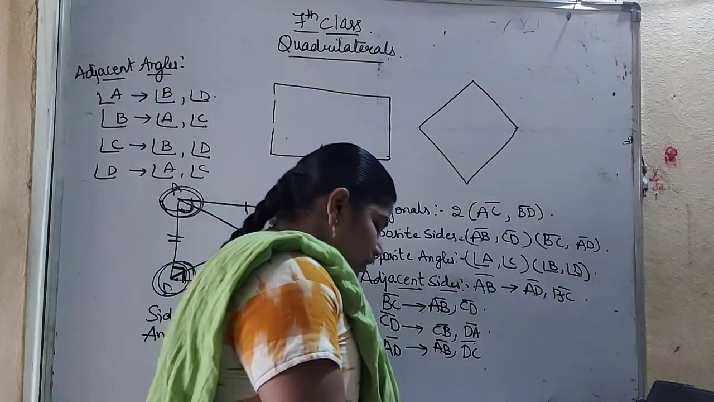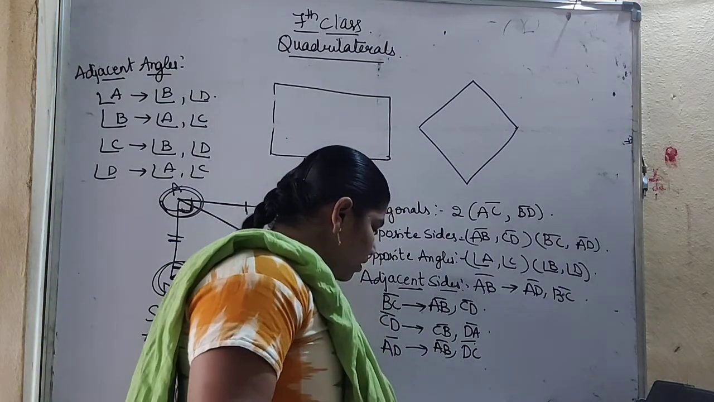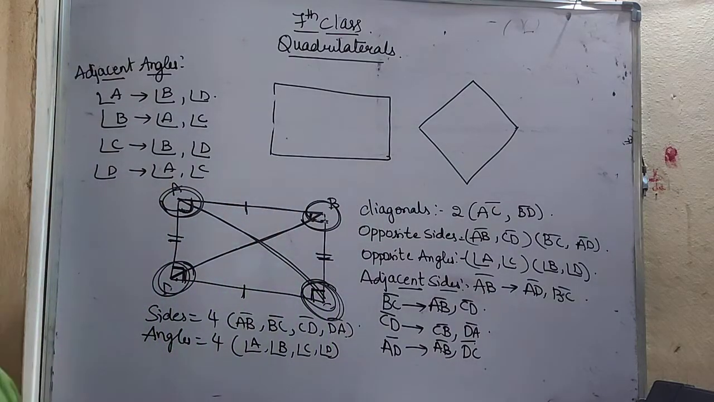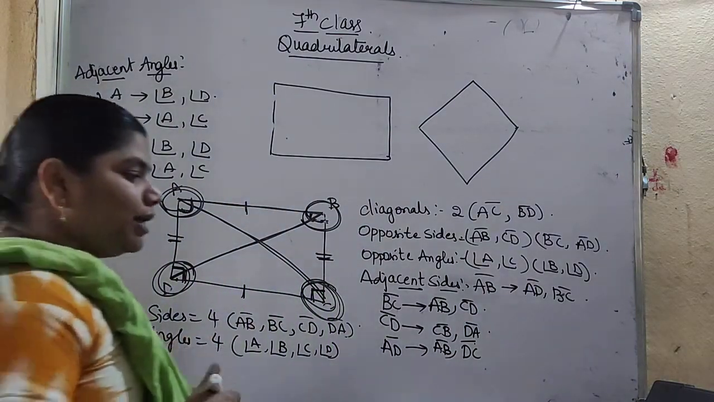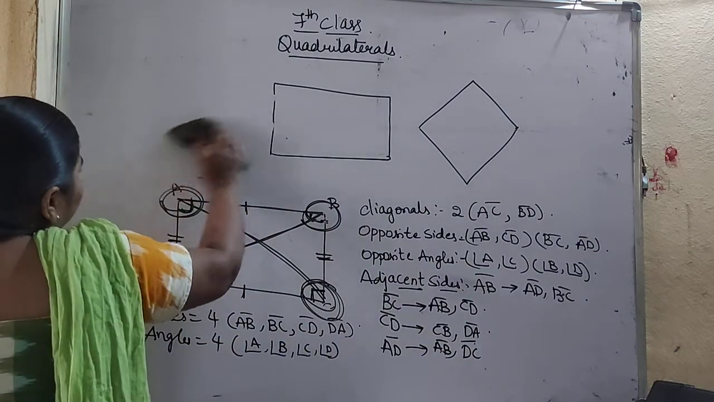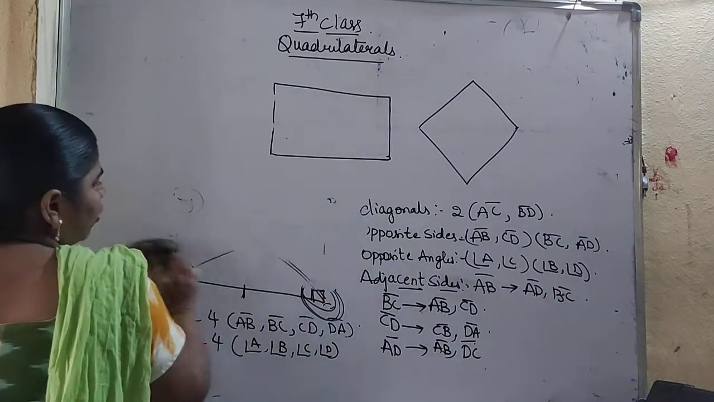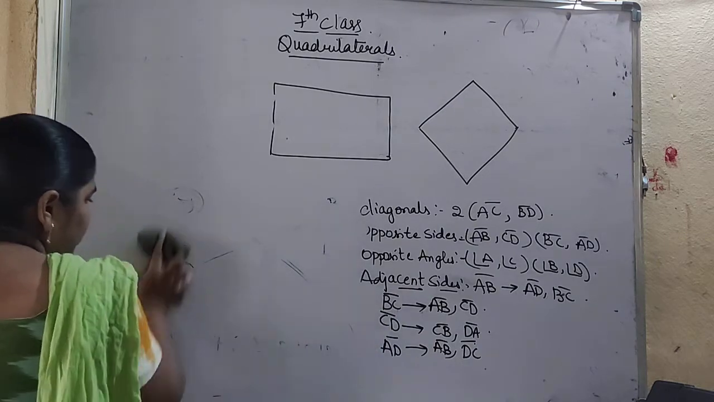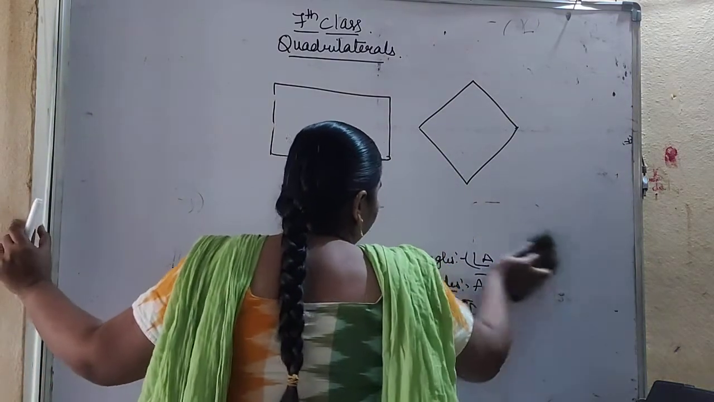Okay. So next is about interior parts. If you draw a quadrilateral on a plane, into how many parts is the plane divided? We have to check now. A plane will be divided into 3 parts.